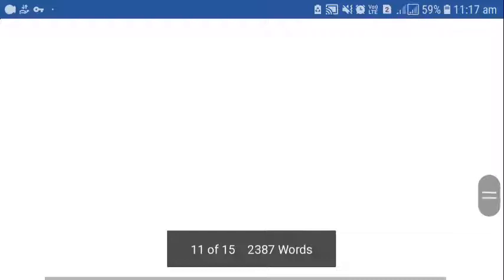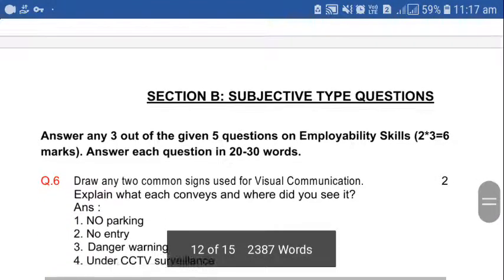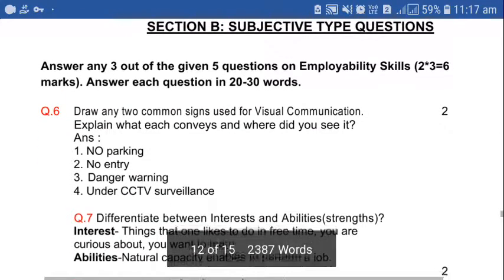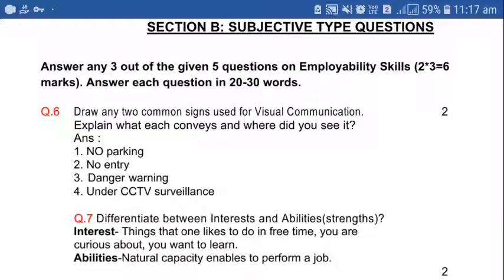Now comes the subjective type questions. Answer any 3 out of the given 5 questions on employability skill, and each question carries 2 marks. You have to answer each question in 20 to 30 words only. So question number 1 here, draw any 2 common signs used for visual communication. Explain what each conveys and where you saw it.